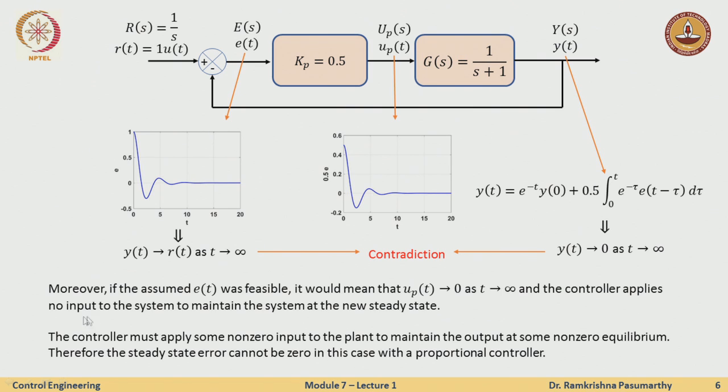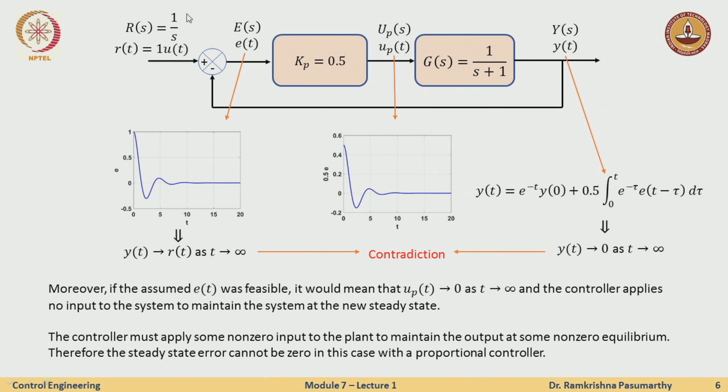So, the controller applies no input to the system to maintain the system at the new steady state, which is a contradiction, right, because if I were to hold this at some non-zero steady state, the controller must supply some input. The controller must apply some non-zero input to the plant to maintain the output at some non-zero value or a non-zero equilibrium. Therefore, in this case the steady state error cannot be 0. We are only worried, is the steady state error 0 when I have a first order plant with a proportional controller in the closed loop tracking a step? Well, the answer is no.